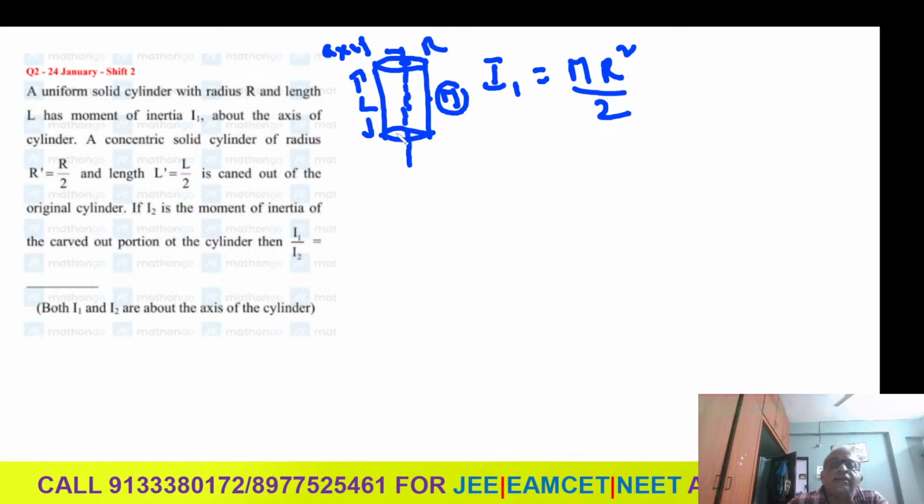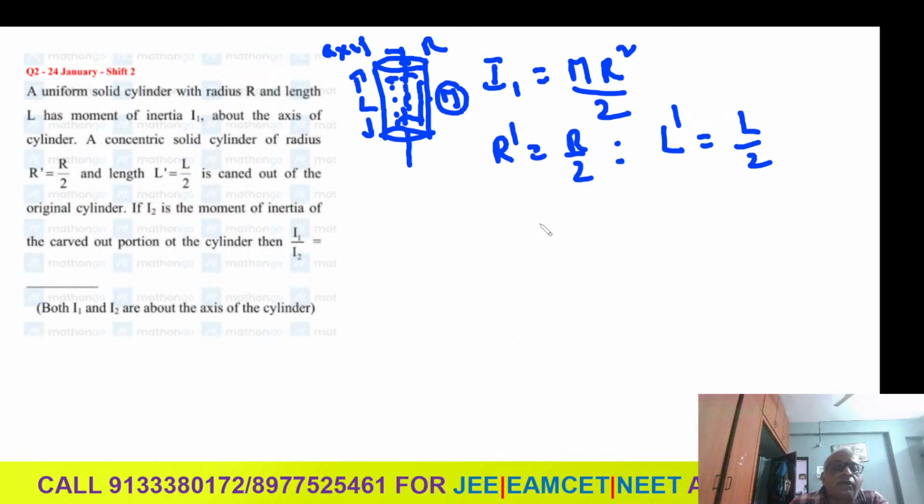So I1 equals mr square by 2. Now a concentric solid cylinder of radius r by 2 is removed from this. I am removing this part. The radius of the removed cylinder, r dash, is r by 2. Length is not necessary, even though the length is given as L by 2.